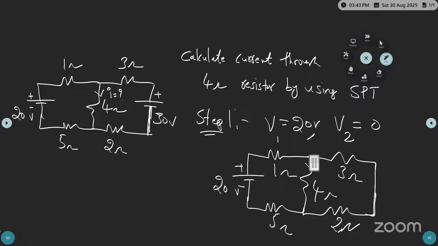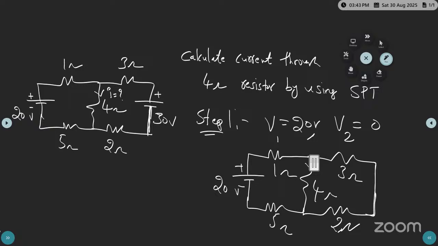So what are the equations you got for this? Write down these two equations. Mesh analysis, you know. Write down two equations for this. We require this. What is the current in the 4 ohm resistor?